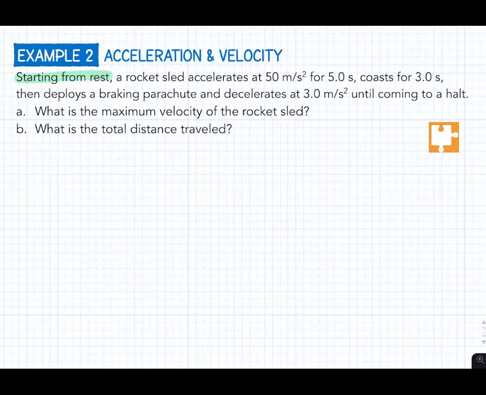Okay, so phase 1. We have an initial velocity of 0 meters per second. We have an acceleration. We'll call this acceleration 1 of 50 meters per second squared. And we have a time interval delta t of 5.0 seconds. Okay, and so we got these from, this one is from here, right?